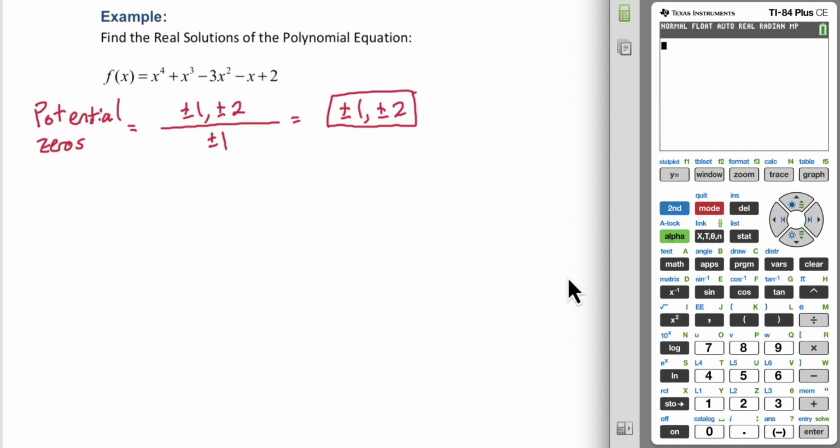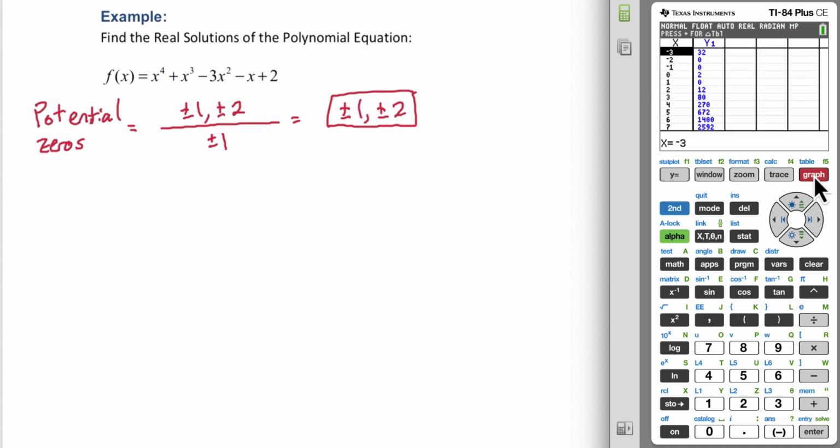If we wanted to do this algebraically, we would plug these in to f one at a time. Plug in 1, see what the result is, plug in -1, check the result, and so on. We're looking for numbers or potential zeros that when you plug them in give you a 0 when we simplify. x to the 4th plus x cubed minus 3x squared minus x plus 2.